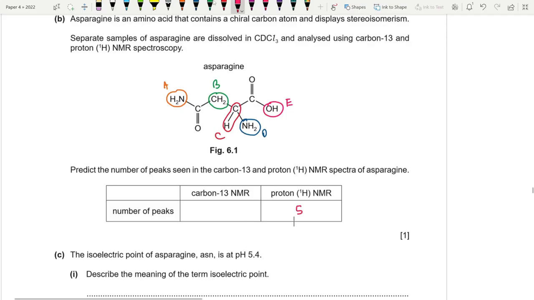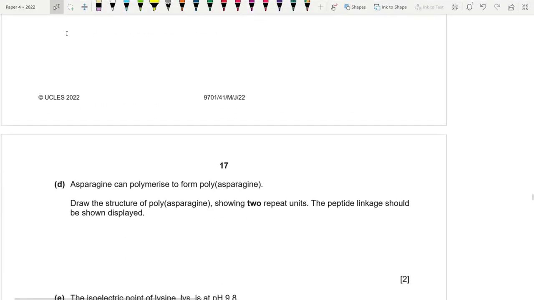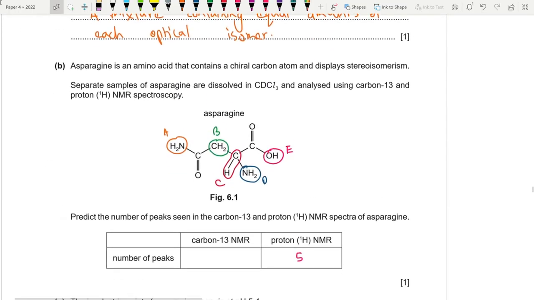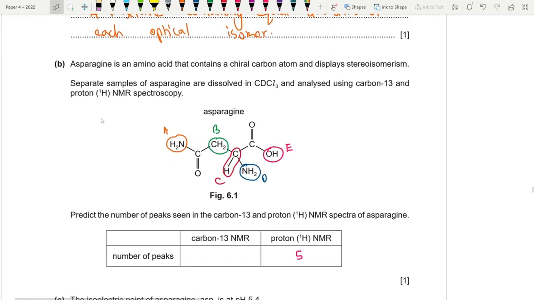Could I clarify? Do we have any NMR stuff later on? We actually don't, but I don't want to erase this, honestly. Okay, I'll just keep this on the side.